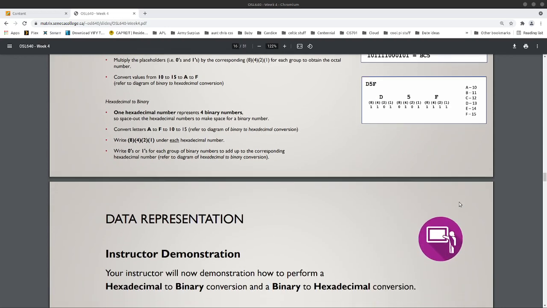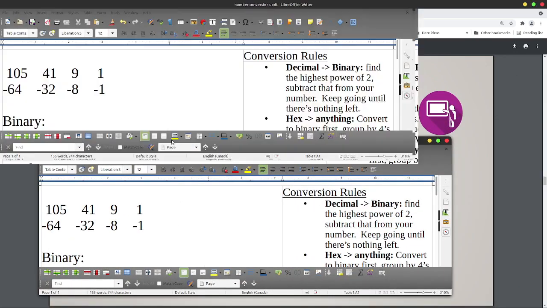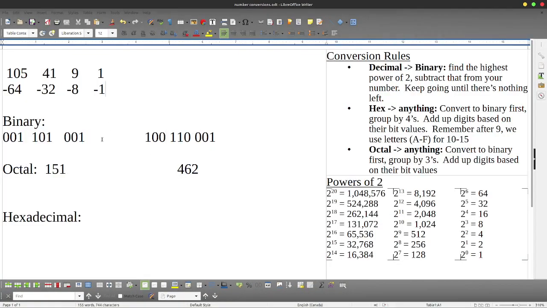So let's look at that same number. We'll do hex to binary and binary to hex. I'm actually going to do the reverse. I'm going to take this and make it as a hexadecimal number.